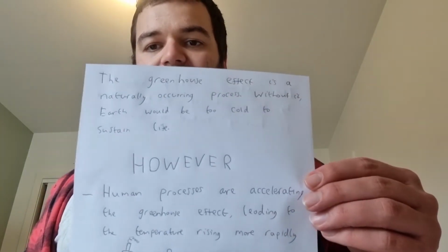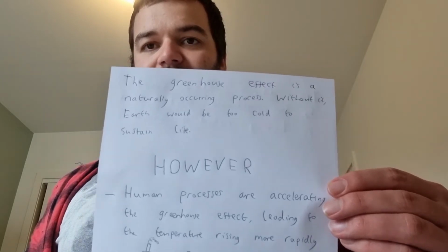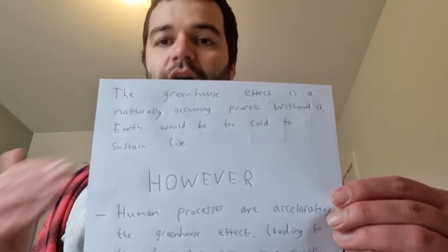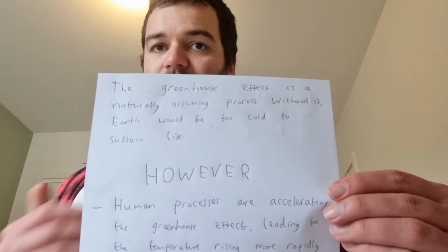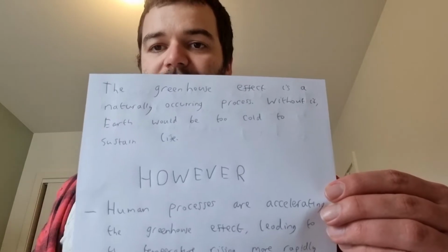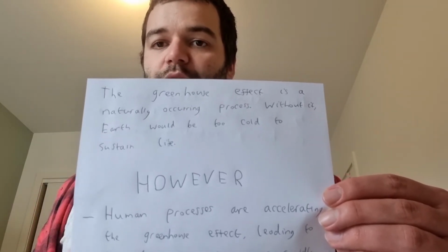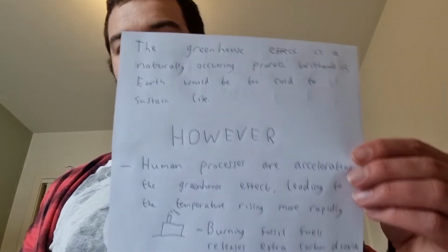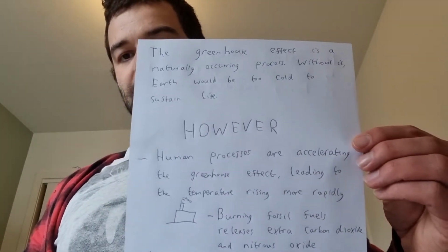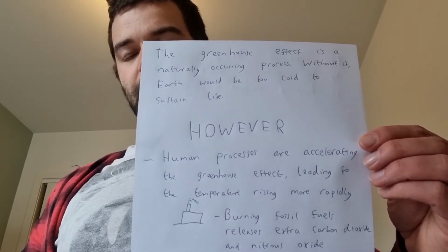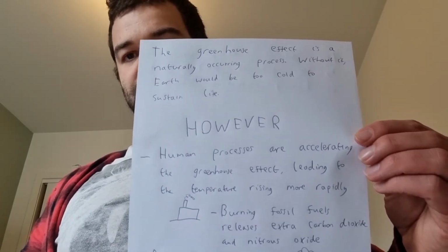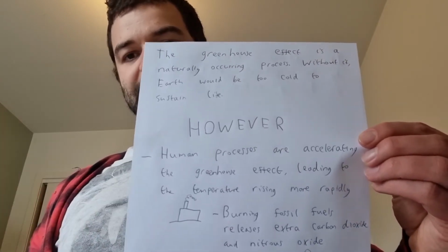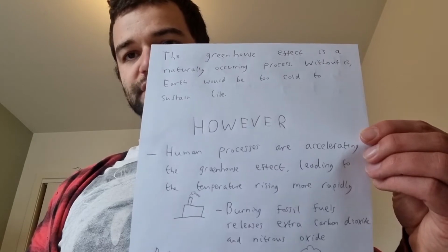However, human processes are really, really impacting the amount of greenhouse gases released, and therefore we as humans are enhancing the greenhouse effect. So it happening is natural, but what humans are doing to it means it's happening a lot more rapidly and trapping a lot more heat than it should be doing. So, for example, we said in our lessons on the carbon cycle that fossil fuels contain lots of carbon dioxide. So when we burn them, that gets released into the atmosphere, and that also releases nitrous oxide as well.